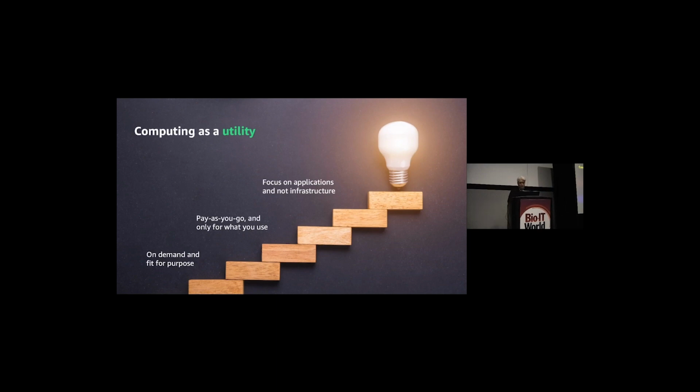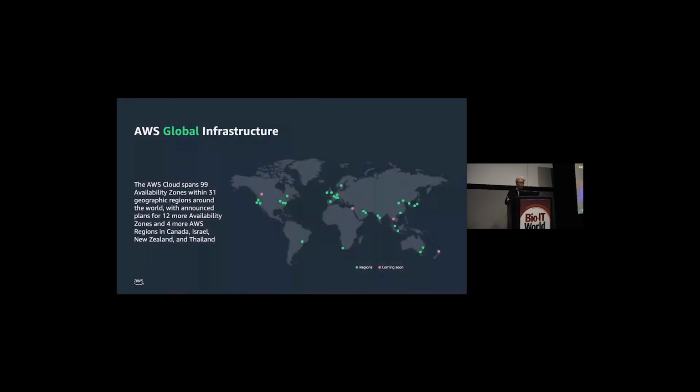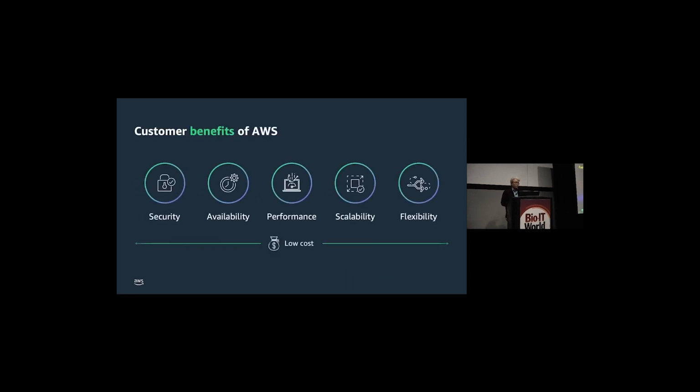And speaking of that cloud, it is a global footprint. Overall we have 31 regions and 99 availability zones. You can think of an availability zone like a group of tightly coupled data centers. And most AWS regions around the world have at least 3 of those. Our capacity is always growing, and so we've recently announced plans for 12 additional availability zones and 4 more regions in Canada, Israel, New Zealand, and Thailand.